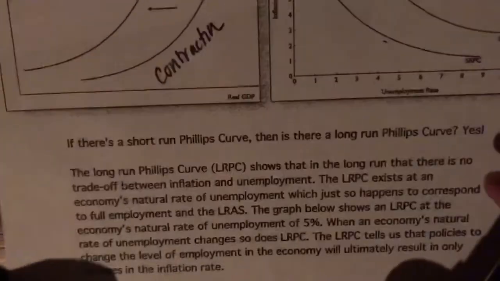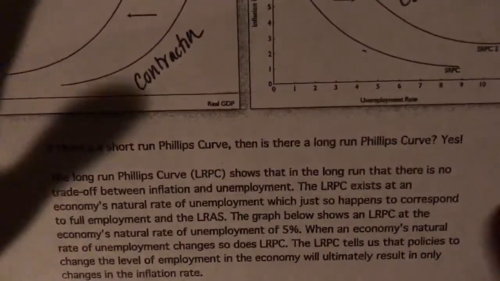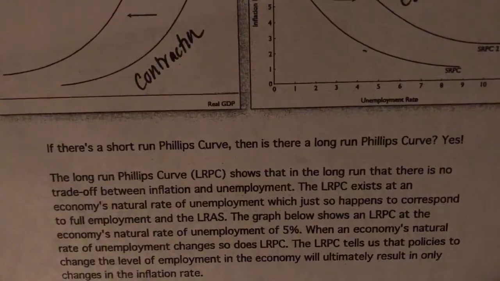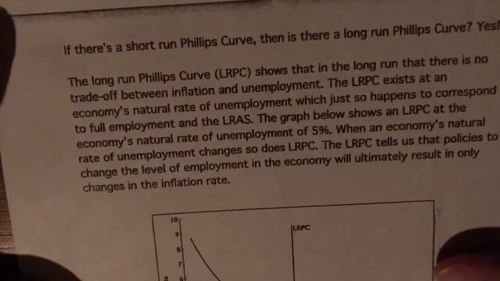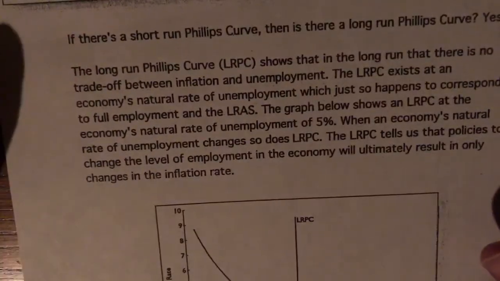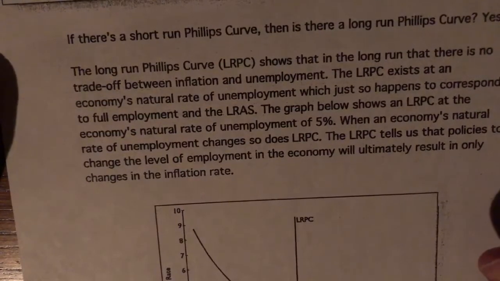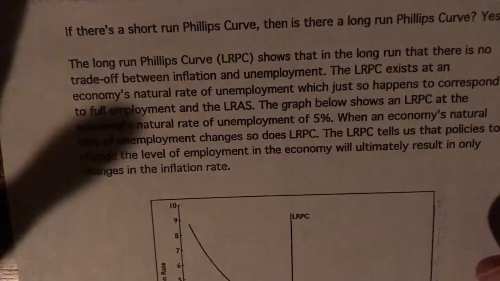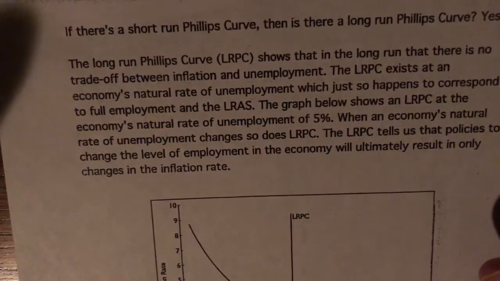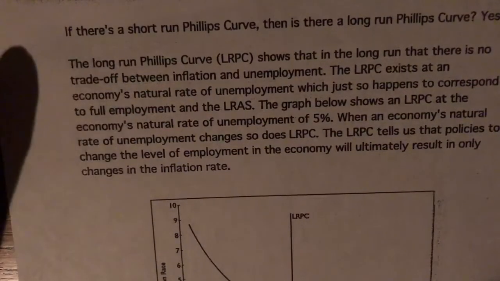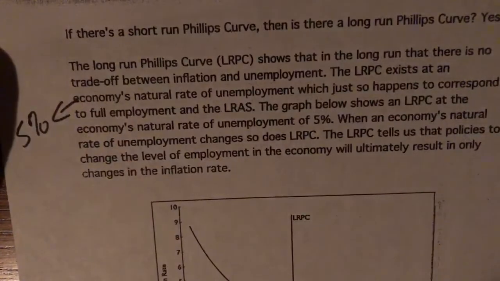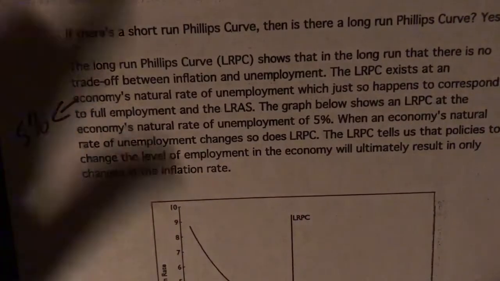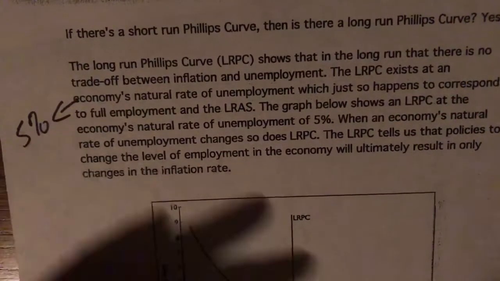So now I know the dying question. There's a short run Phillips curve, is there a long run? Yes. The long run Phillips curve shows that in the long run there is no trade-off between inflation and unemployment. The long run Phillips curve exists at the economy's natural rate of unemployment, which is 5%, which just so happens to correspond to the full employment of the long run aggregate supply.